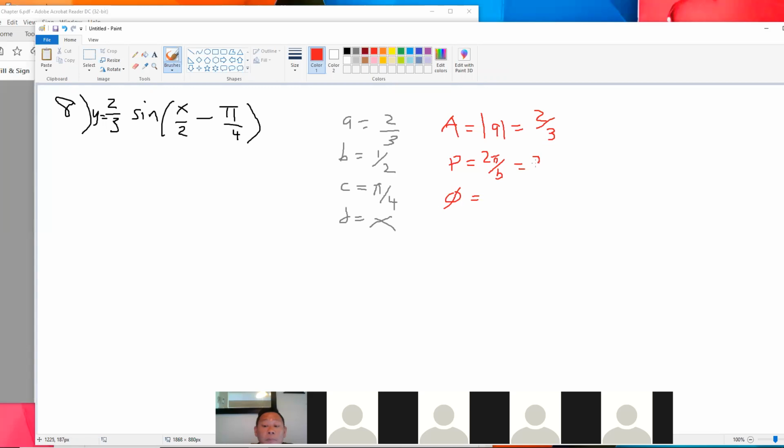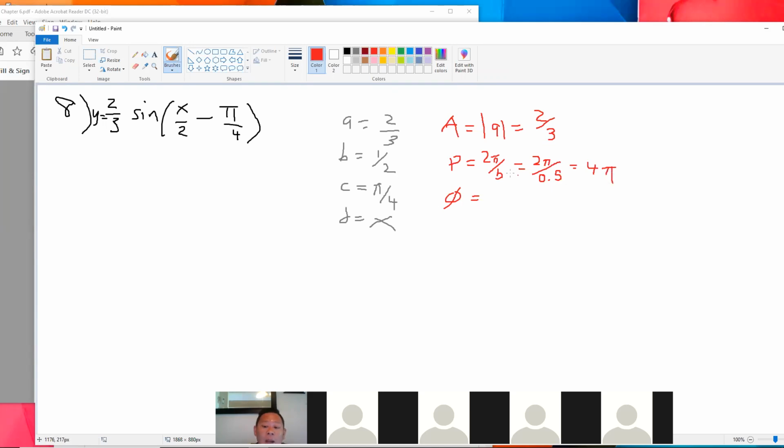Okay. Period is 2 pi over B. Which is 4 pi, which is 2 pi over half. So if you have a calculator, you can always do 2 pi divided by 2 divided by point. You don't have a pi, so just do 2 divided by 0.5. You will get 4 pi in this case.